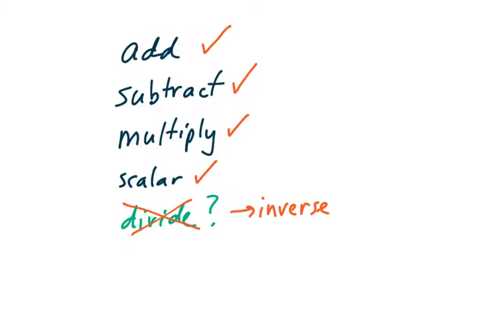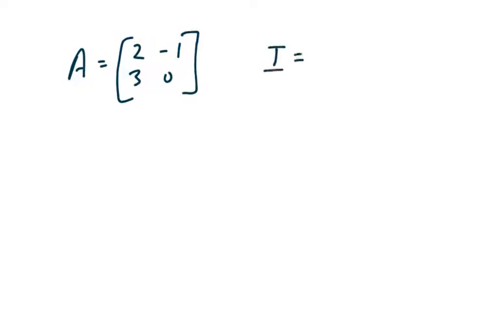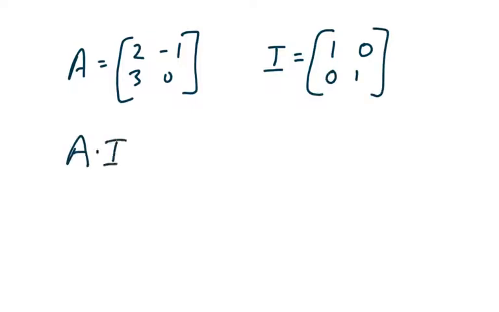So off to this side, A was 2, -1, 3, and 0. And I, what we're calling the identity matrix, is 1, 0, 0, 1. Let's see what A times I looks like. Now, first of all, we should double check if we're allowed to. A is a 2 by 2, and the I matrix is also 2 by 2. So since the inner numbers match, we're good to go. And we can see that our outer numbers are going to be the size of the answer. So my answer should be a 2 by 2.